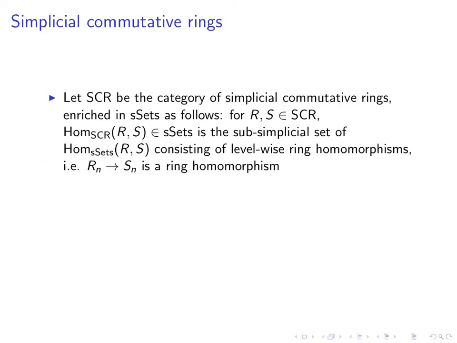Okay. Now to simplicial commutative rings. You can think of it as simplicial objects in the category of commutative rings, but okay, fine. We're going to enrich it in simplicial sets as follows. The Hom between two simplicial commutative rings R and S is a sub-simplicial set consisting of level-wise ring homomorphisms. In other words, R_n to S_n is a ring homomorphism at each level n.